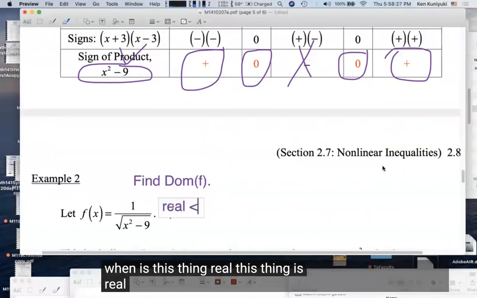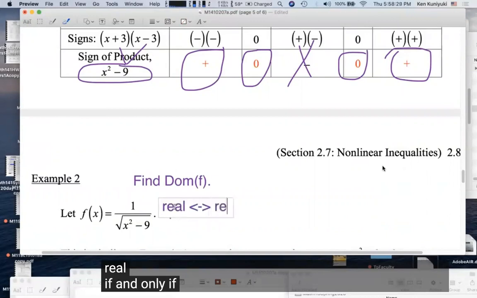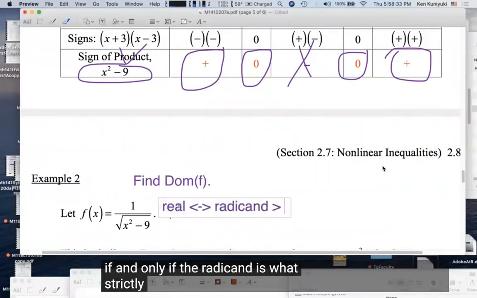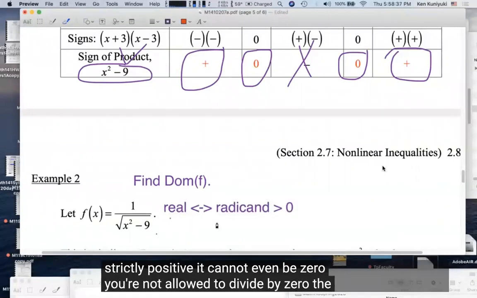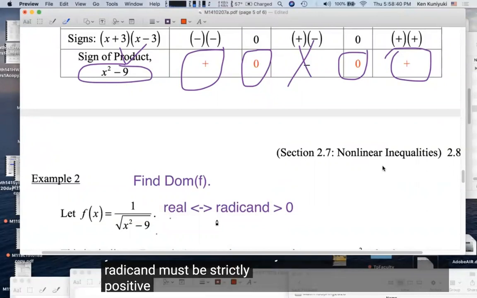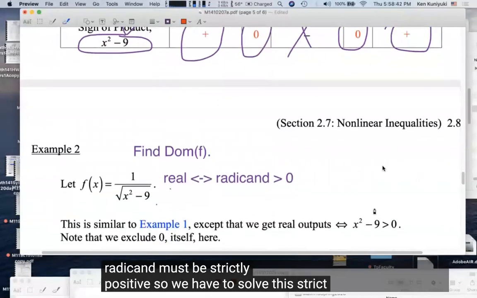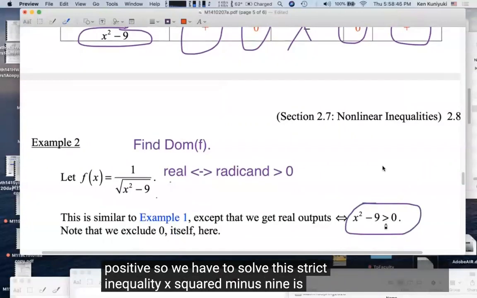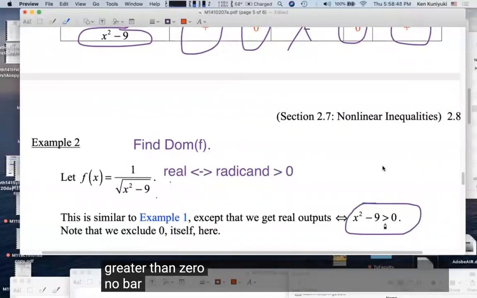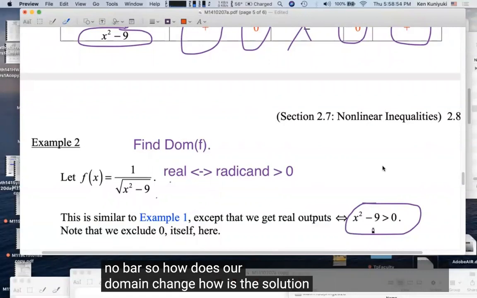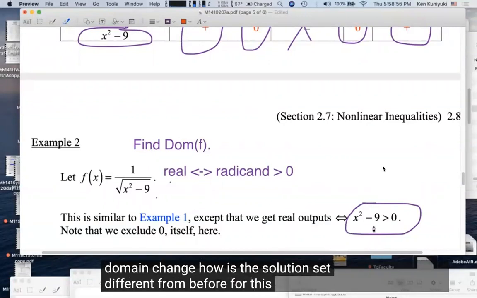This thing is real if and only if the radicand is what? Strictly positive. It cannot even be 0. You're not allowed to divide by 0. The radicand must be strictly positive. So we have to solve this strict inequality. X squared minus 9 is greater than 0. No bar. So how does our domain change? How is the solution set different from before for this inequality?